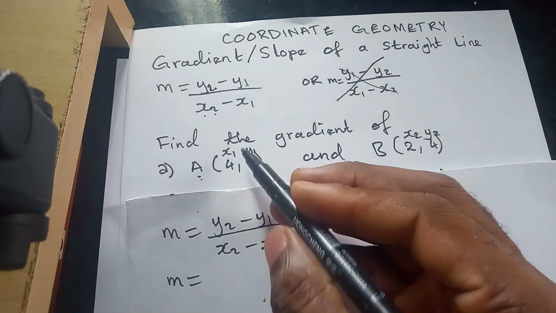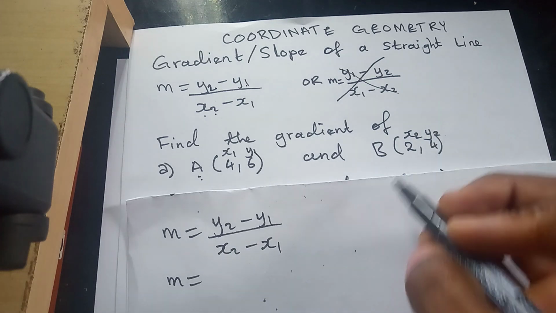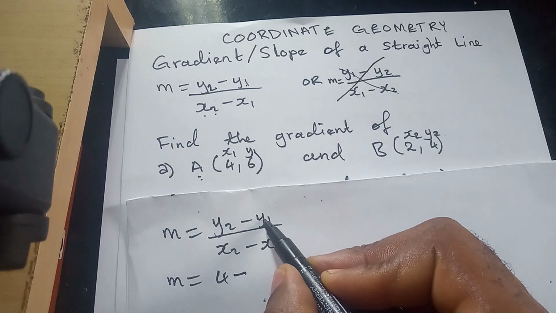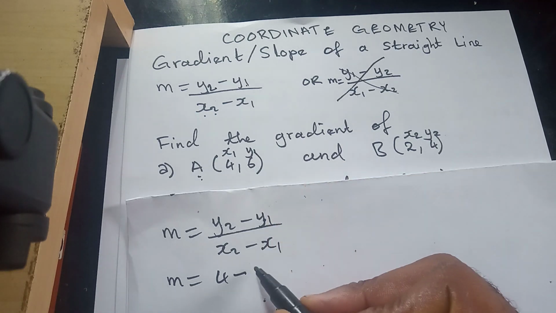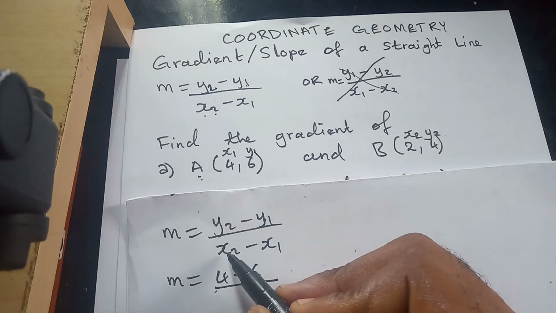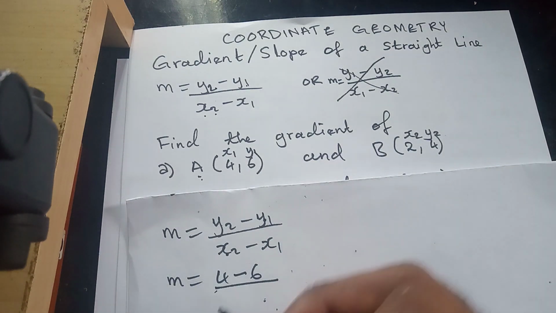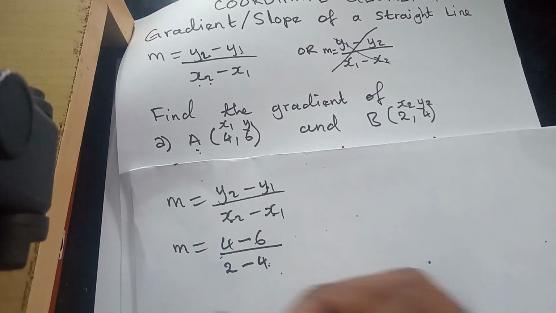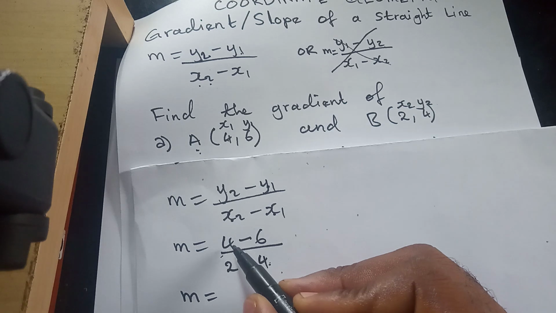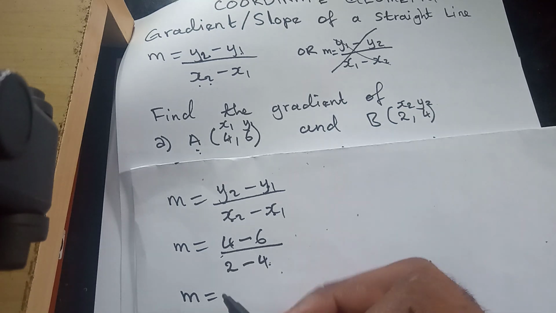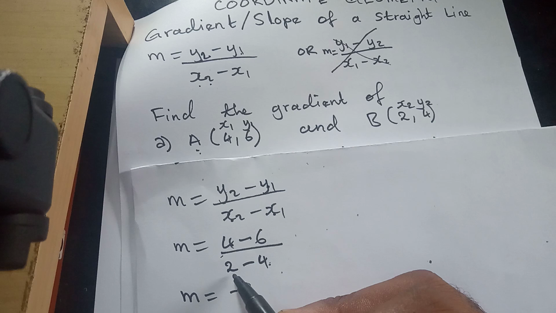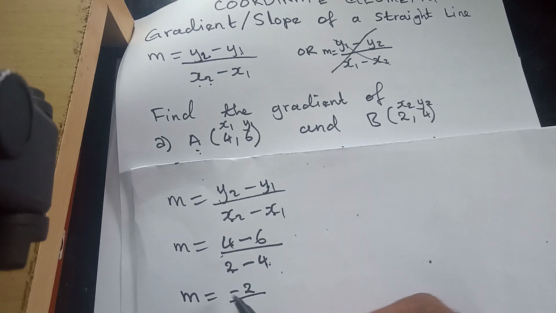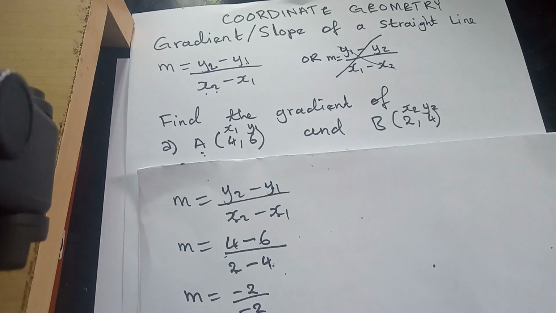So to find the gradient here, you can say my y2 is 4, as you can see, this is a 4, minus my y1, which is a 6. Then everything over, our x2 is 2, then our x1 is 4. Like this. So my gradient will be 4 minus 6, this will be negative 2, and then 2 minus 4, this will be negative 2 as well.